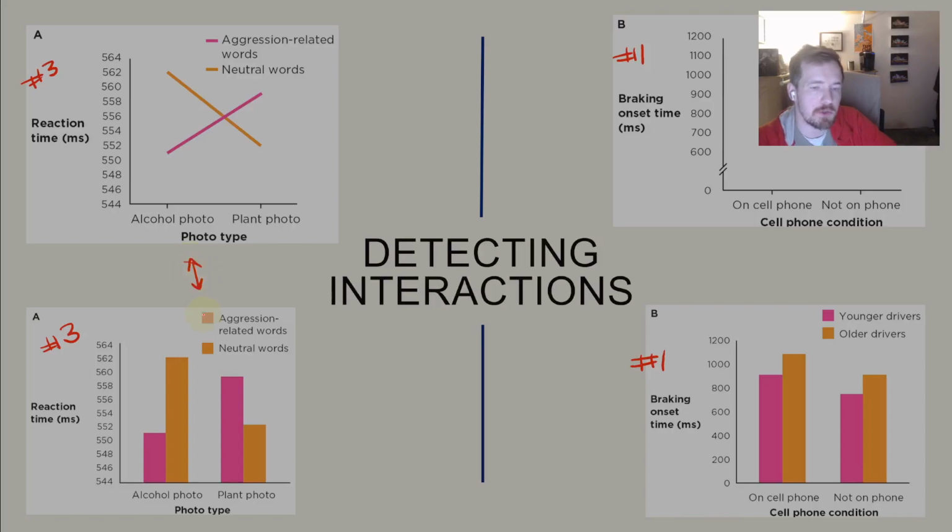Either way, what you are doing is you are splitting up the different levels of the independent variable or groups, whichever you use, so that you can look for interactions, you can examine for it. Here we can see there's an interaction because these lines are not parallel.